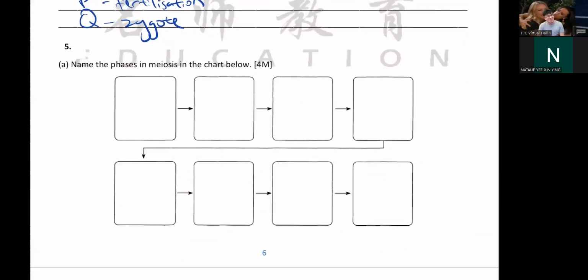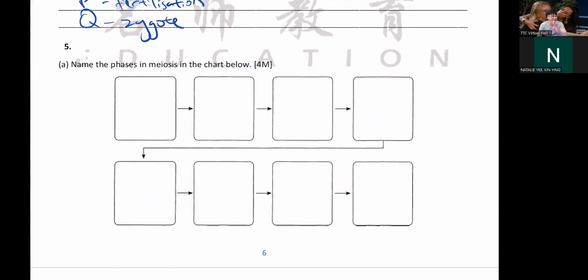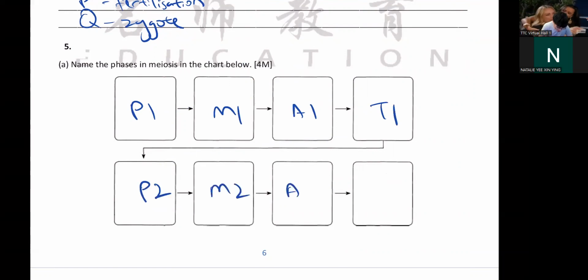Wow. If they want you to name all the phases, they would give you 4 marks. You have prophase 1, metaphase 1, anaphase 1, telophase 1, and then prophase 2, metaphase 2, anaphase 2, telophase 2. That's not going to happen. You don't see 4 marks for 1 question unless it's an essay. Usually in structure questions, there's only 1 mark or 2 marks. If you lose marks, never mind. If you don't know how to do 1 or 2 questions, it should be okay because there are only 2 marks.